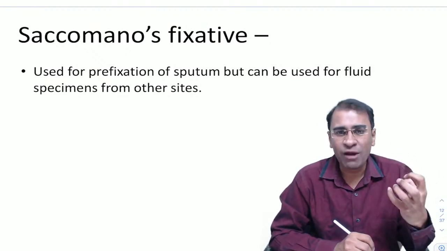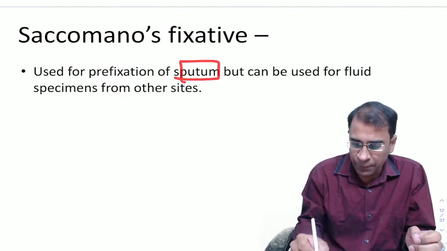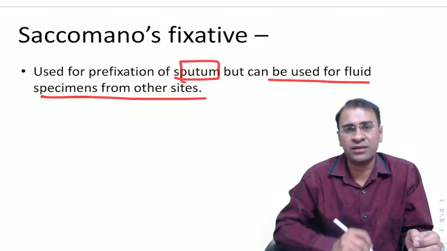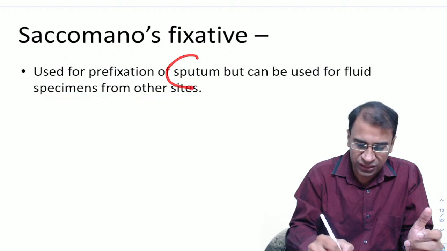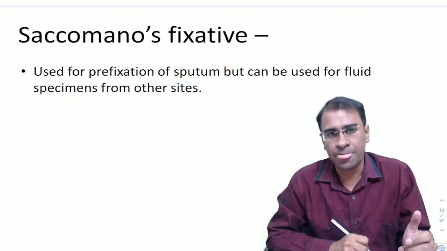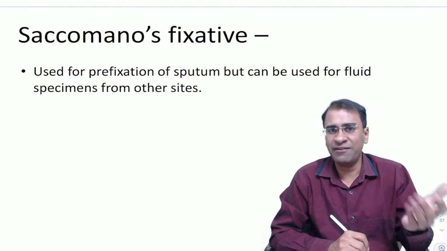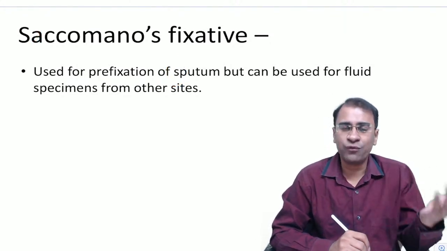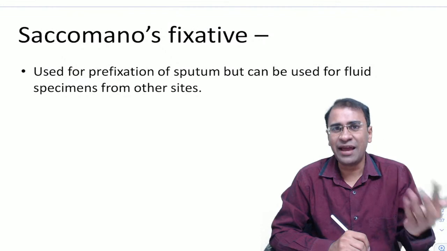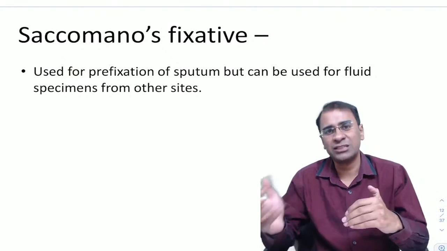Saccomanno fixative is used for fixation of sputum, but cannot be used for fluid fixation from other sites. That means simply it is used for fixation of sputum. For sputum you can remember S for S, Saccomanno. So I don't think it's very tough. S for S. The previous one was CD. Diaphane and Carbowax are used as transport fixatives.